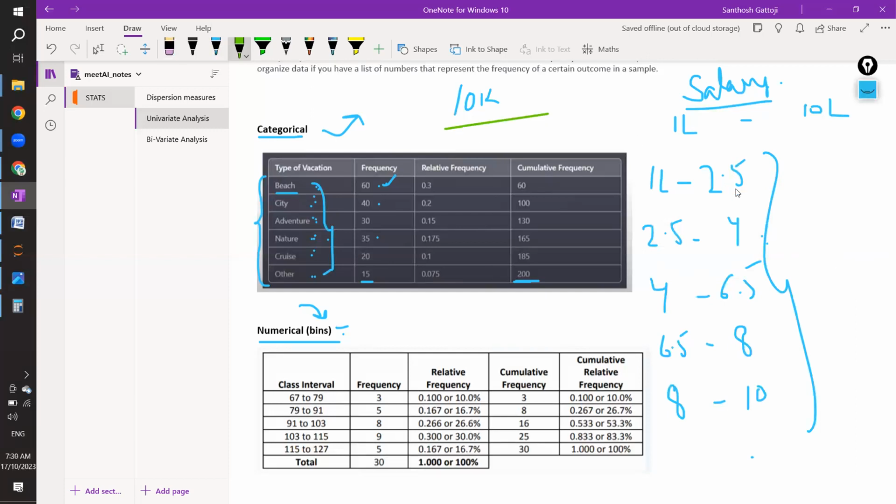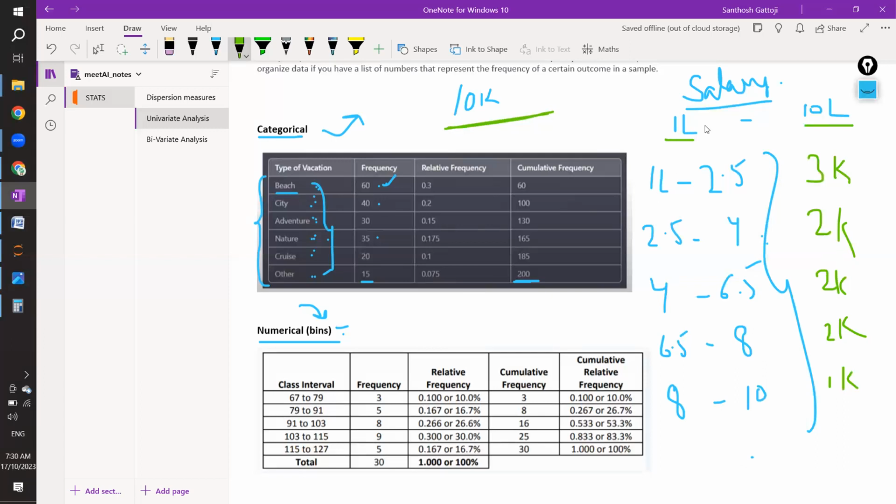This 10,000 might get converted into like what? 3,000 might go here, 3K might go here, some 2K might go here, 2K might go here, 2K might go here. How many left? 1K might go here, for example. So this 10,000 salaries, whose salary is between 1 lakh to 10 lakh. Fine. So for numerical data, we will use the concept of bins.